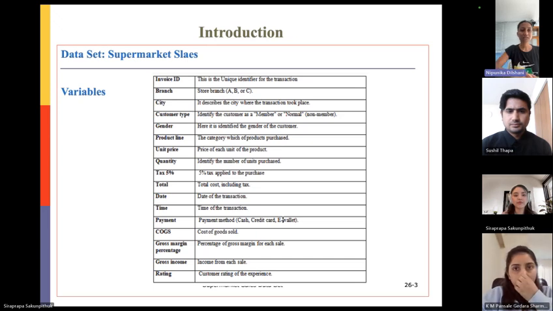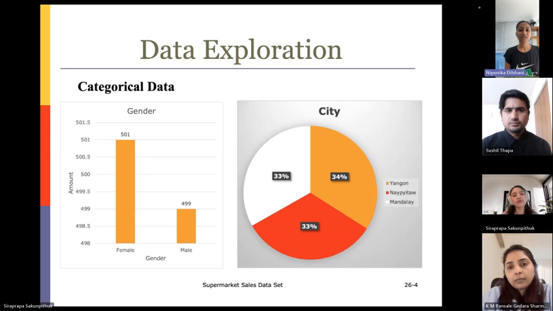So here we can see almost 17 variables such as invoice ID, branch, city, customer type, as well as the gross income and cost of goods sold. There are both categorical and numerical variables, so we can do both qualitative analysis and quantitative analysis. Moving to the next slide, you can see how we have explored the data.